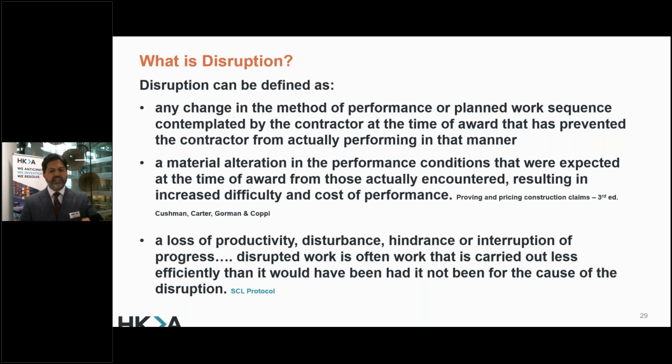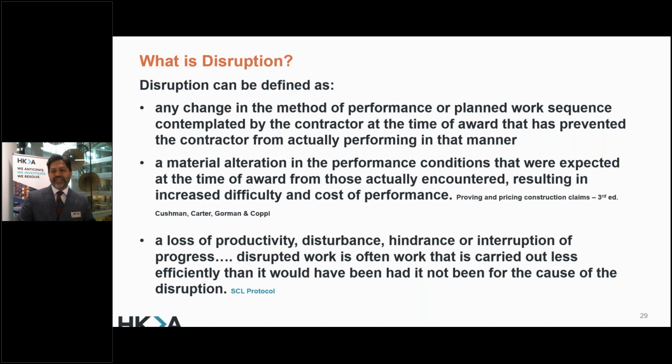So any change in the method of performance or planned work sequence contemplated by the contractor at the time of the award that has prevented the contractor from actually performing in that manner, that is how you look at disruption. So loss of productivity, disturbance, etc. What disruption is doing is entitling the contractor to extra payment, either under a term of the contract or a breach of contract by the employer. Of course, the claim must be supported by evidence of the facts on which it is based.